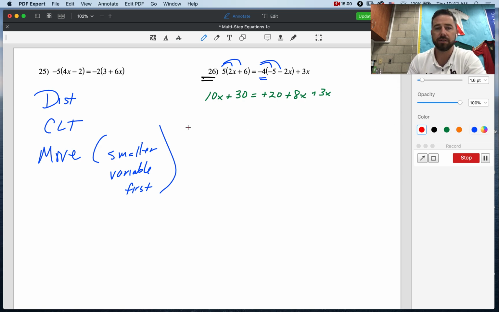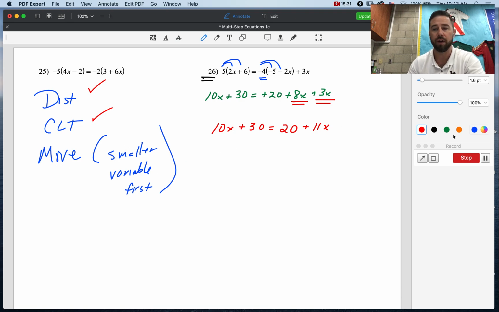Okay, next, we distributed. Check. Combine like terms. Let's see if we can do that. Okay, nothing here. Okay, over here I can definitely combine like terms because I have 8x and 3x. So I'm going to rewrite everything and just say, okay, 10x plus 30 equals, I've got my 20 here. And then what's 8x plus 3x? That's 11x, right? Positive 11x. Okay, we're doing good. We combine like terms. We're done with that. Now we got to move.